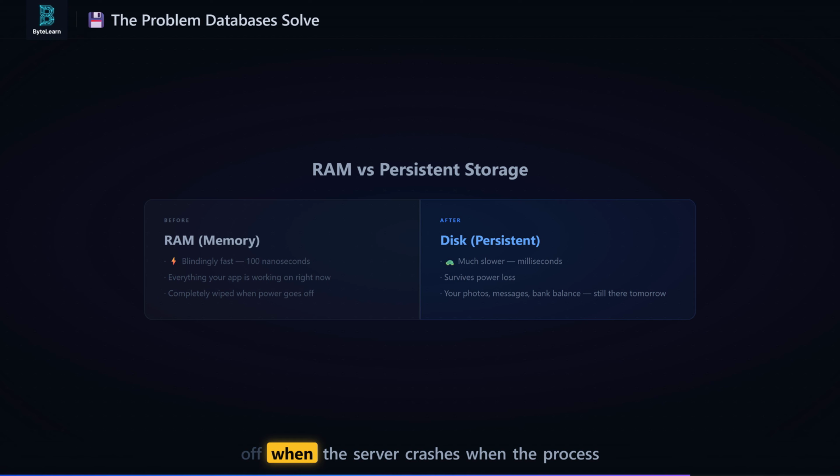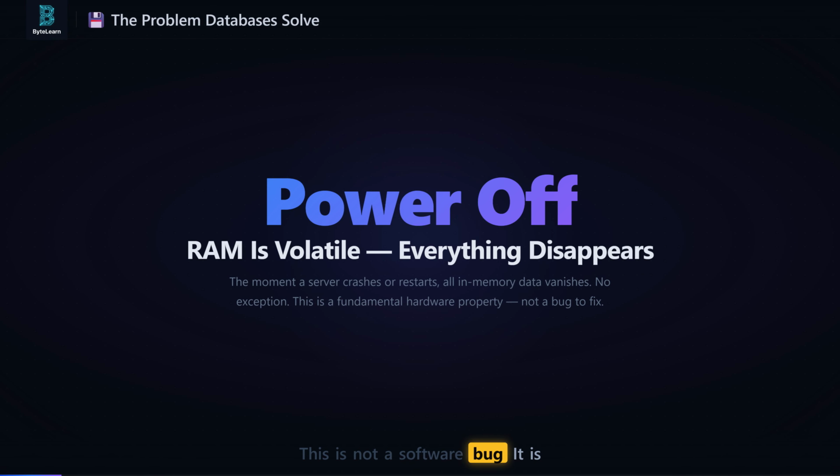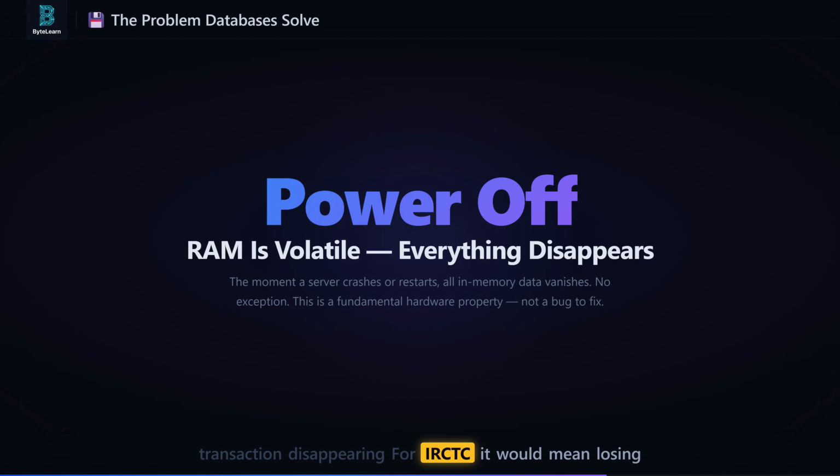When the power goes off, when the server crashes, when the process restarts, everything in RAM is gone. This is not a software bug, it is a hardware property. RAM requires continuous electrical power to maintain its data. The moment that power is interrupted, a server crash, a kernel update, a hardware failure, everything in RAM is gone. For a bank, that would mean every pending transaction disappearing. For IRCTC, it would mean losing every booking made since the last restart. This is why applications cannot rely on RAM alone.